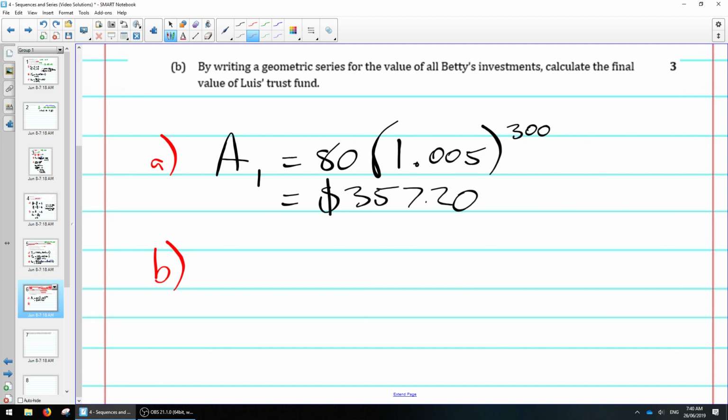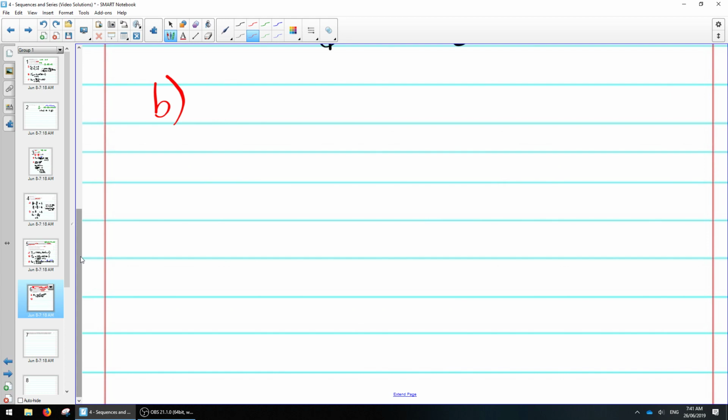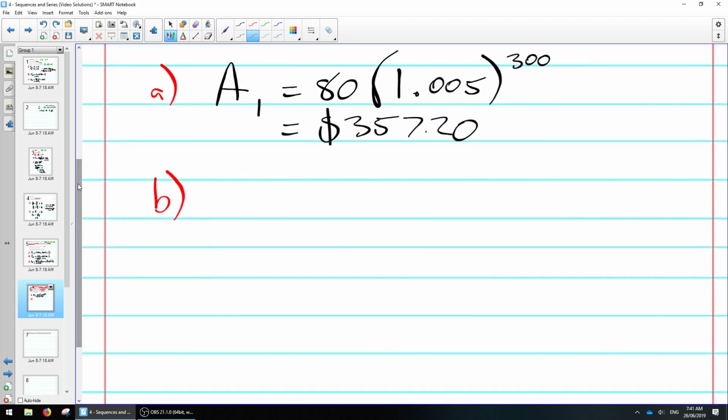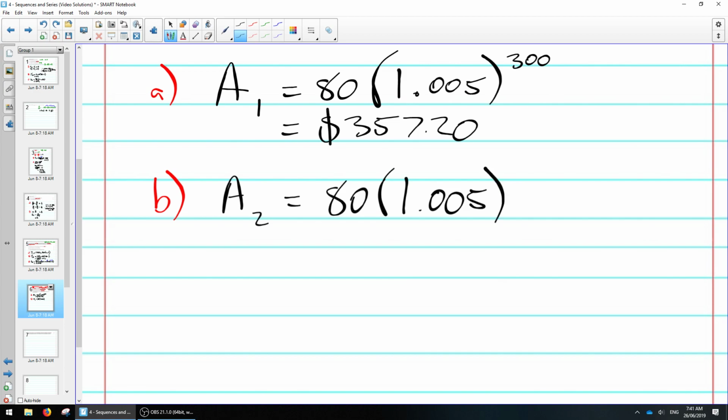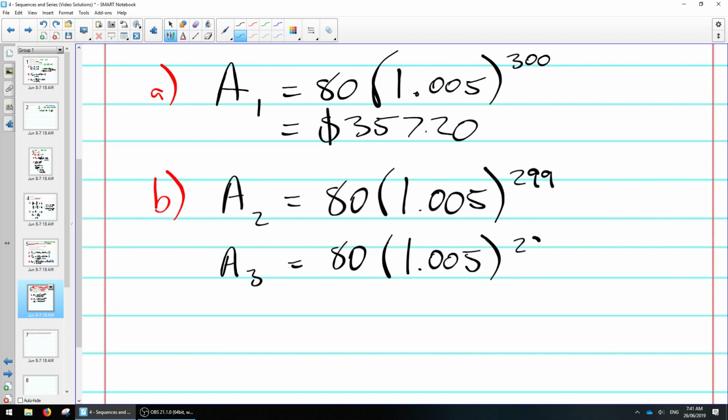So what we need to do now is, we've just found that A1, that first installment, gets that. The second installment, let's call that A2, will be another $80 times 1.005, and that's going to be to the power of 299. We're just going to get one less month's worth of interest because we put it in 1 month later. That means A3 will be 80 lots of 1.005 to the power of 298, and so on.